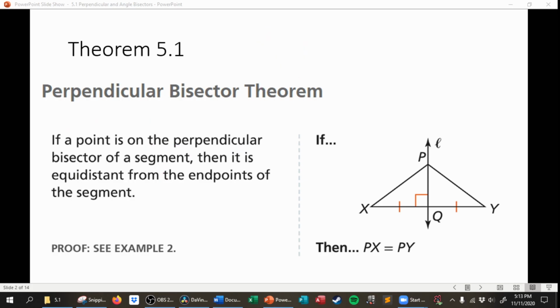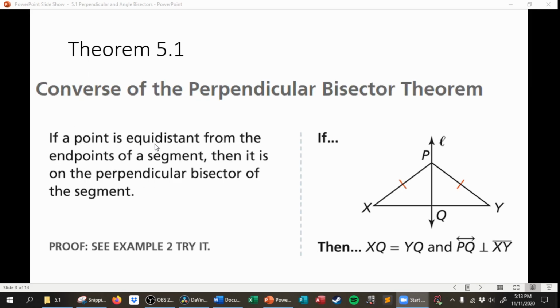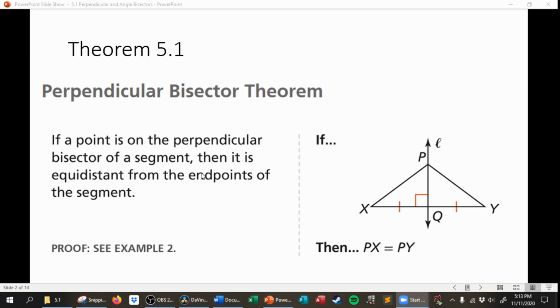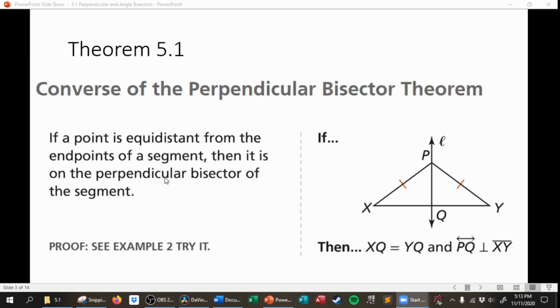So let's see it. If a point is equidistant from the endpoints of a segment, then it is on the perpendicular bisector of the segment. So now think about how nice this would have been to know in the topic 3 and 4 test. And that's simply saying if line L cuts through from P to Q, and these are equal, right? Then it is on the perpendicular bisector.